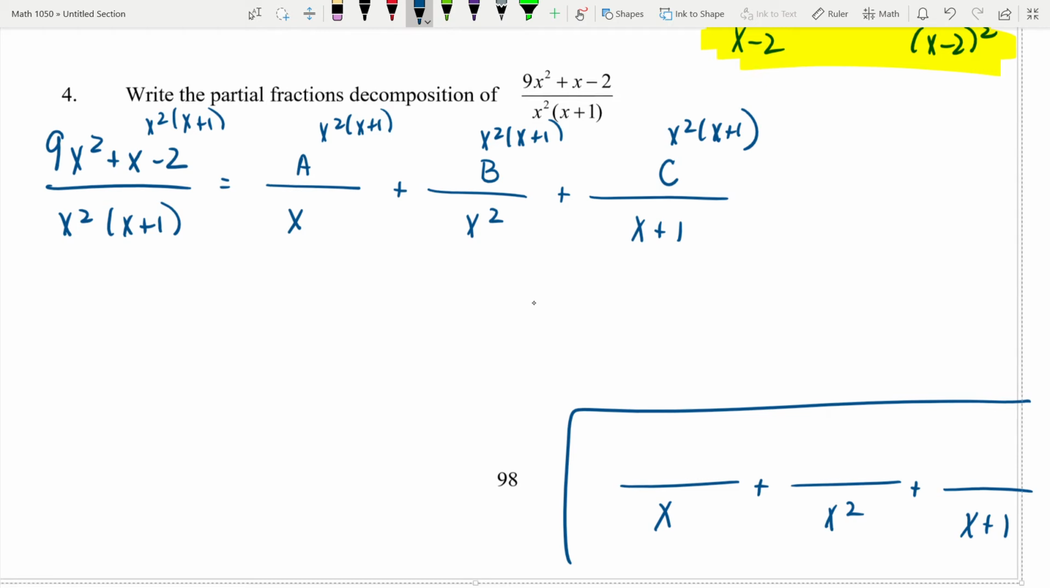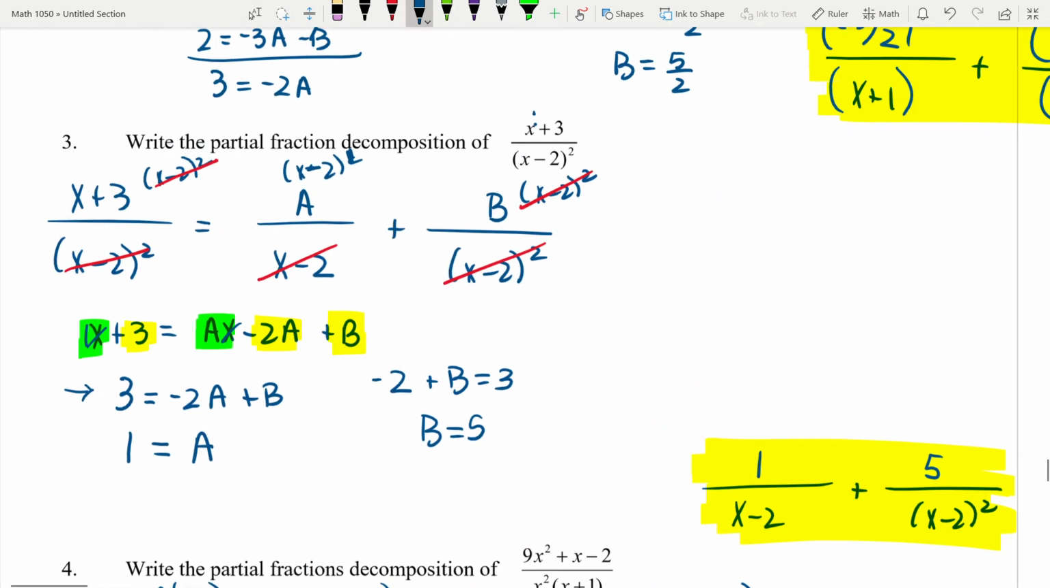Remember, if something's squared, you have to have one fraction where it's to the first and one fraction where it's to the second. If that were a fourth, you would have to have an x to the first, an x to the second, and an x to the third, and an x to the fourth. You have to have one of everyone leading up to that exponent. Okay? If you look right here, you had x minus 2 squared. So I had x minus 2 to the first, then I had x minus 2 to the second.